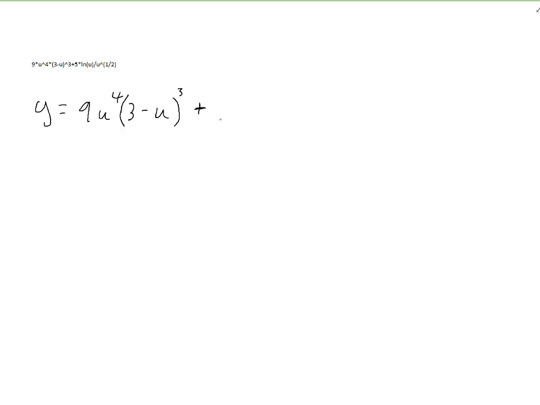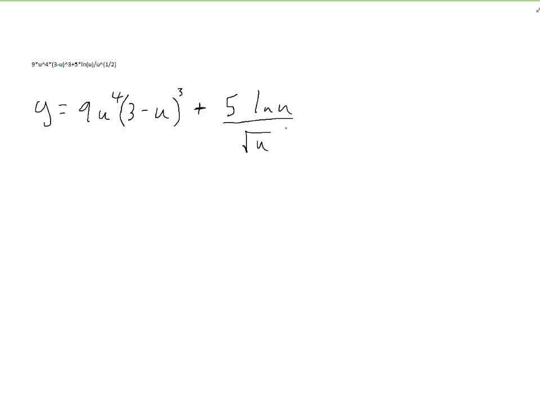Let's give the full version of this and say what it would look like. 5 log u. You're more likely to meet it looking at something like this, which looks a bit horrible. So, yeah, 5 log u divided by u to the power half, which is the square root of u.